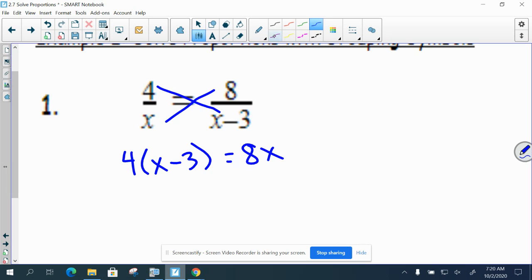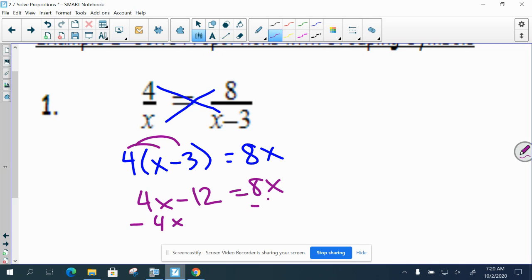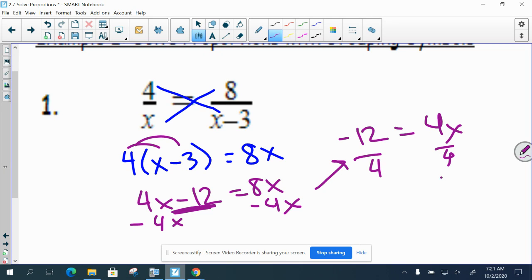And then you have an equation similar to what you saw in 2.5, where you have x on both sides of the equation. You have to distribute the 4 to get rid of the parentheses, so 4x minus 12. Subtract the 4x. So you have negative 12. I'm going to write it up here. Don't forget to include the sign that's in front of that number. Equals 4x. Divide by 4. And you get x is negative 3.